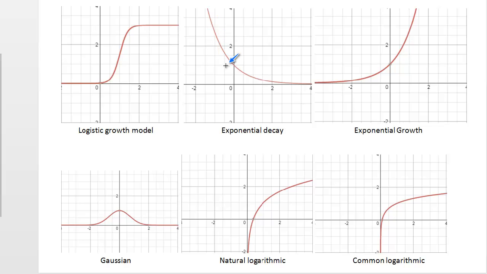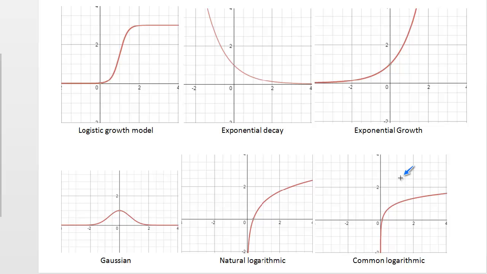Exponential decay is used in carbon dating and depreciation. Exponential growth is used to model the growth of money and population growth. Gaussian models correspond with bell curves and are often used in academia. And the natural and common logarithmic models are used when calculating the intensity of earthquakes, sound, and acidity.